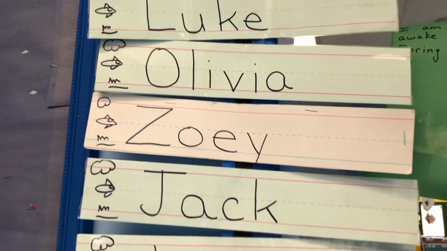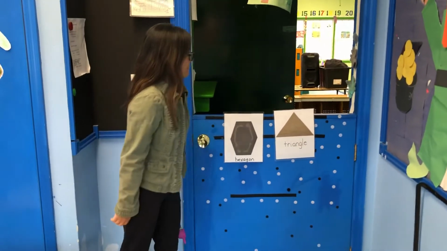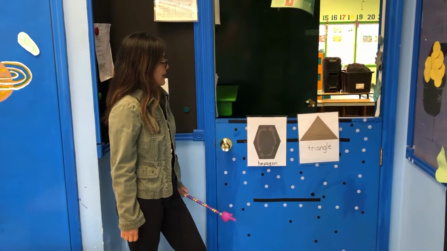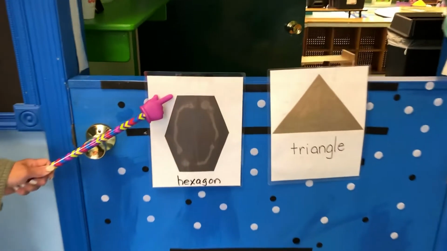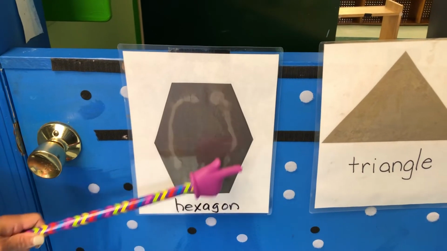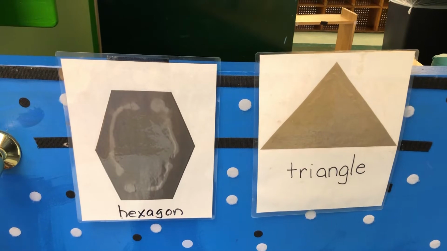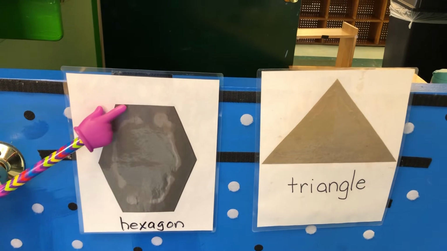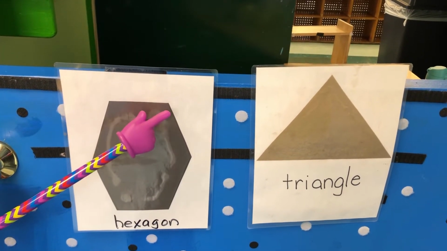Now, let's head over here for the shapes. Today's shapes have a lot of points on them. The first shape is a hexagon. Hexagon has 6 points. 1, 2, 3, 4, 5, 6. 6 points in a hexagon. And 6 points means 6 angles. An angle is when one side and another side meet right at a point.